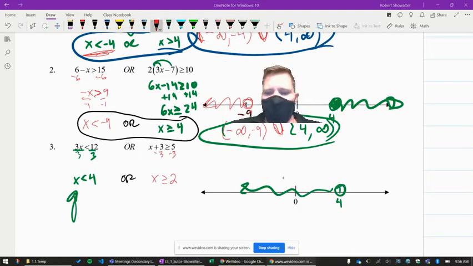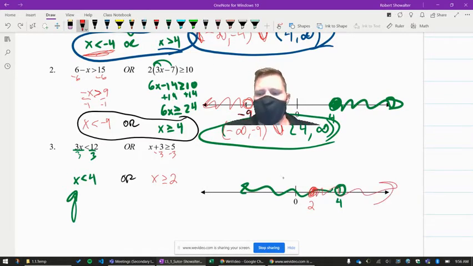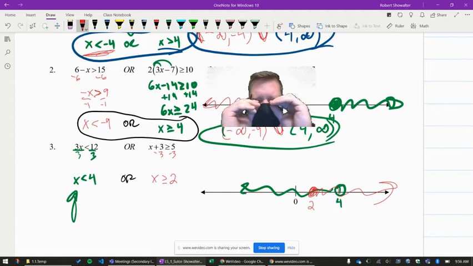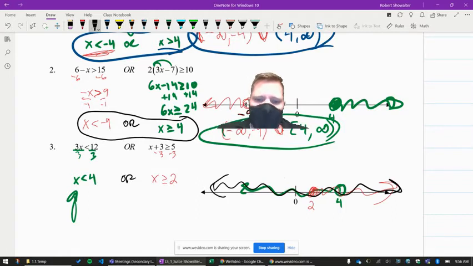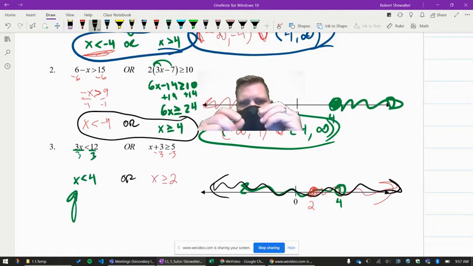x is greater than or equal to 2. Okay, so this is a situation now where we have an or, but they're overlapping. Since they're overlapping and pointing opposite ways, it's actually a situation where we want to fill in the whole number line. Our final answer is because or means you take the overlap and all of the other parts from each of the two separate inequalities.